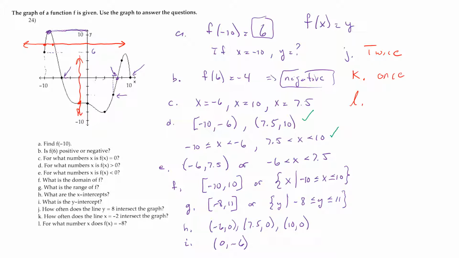Part L, for what number x does f of x equal negative 8? In other words, what x-coordinate has a y-coordinate of negative 8? That point right here on the bottom looks like it's the only point that has a y-coordinate of negative 8, and the x-coordinate is 2. So at x equals 2, f of x, or y, equals negative 8.